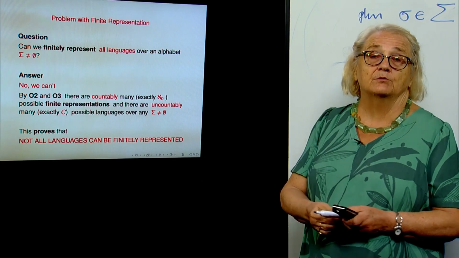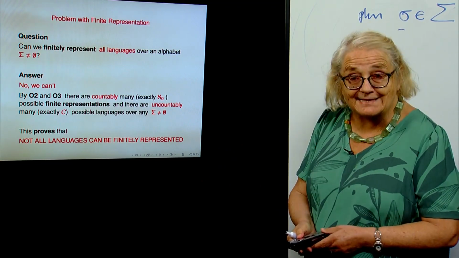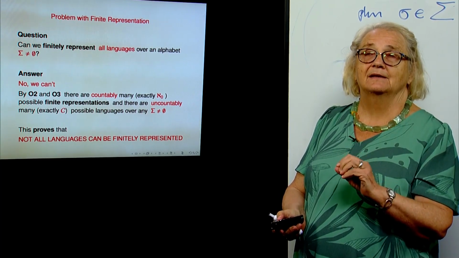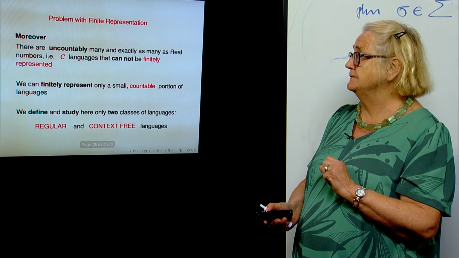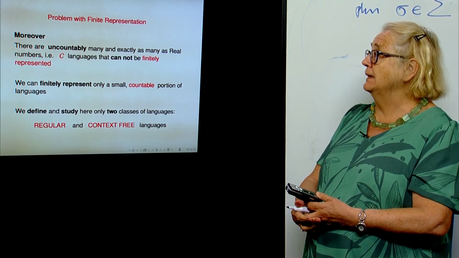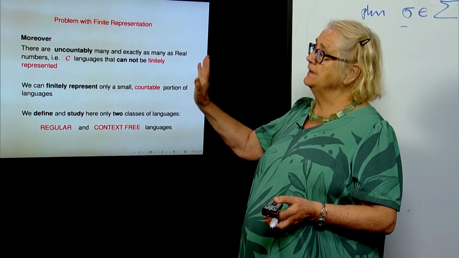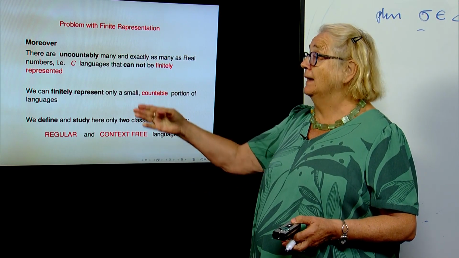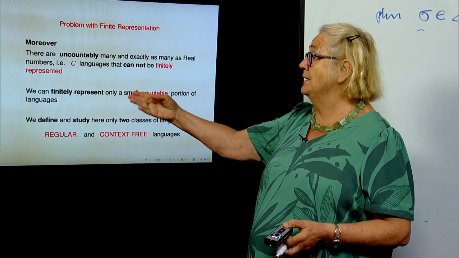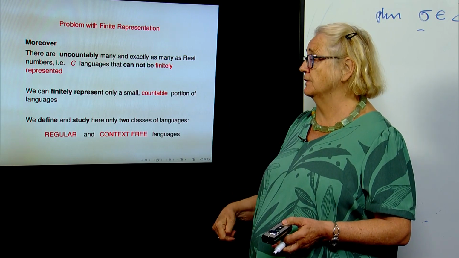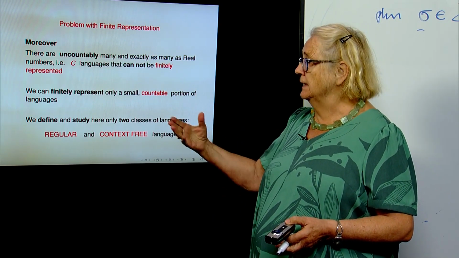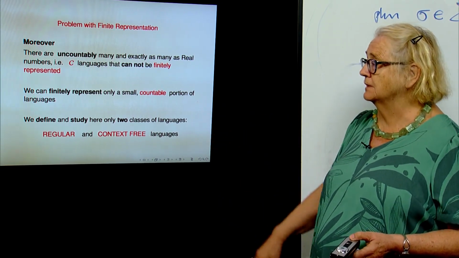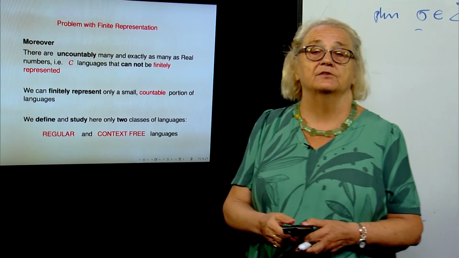So not all languages can be finitely represented, and languages which are finitely represented are called regular languages. There are uncountably many, exactly as many as real numbers, of languages that cannot be finitely represented. We can finitely represent only a small countable portion of languages, and we study here 2 classes of languages which are finitely represented: regular and context-free.